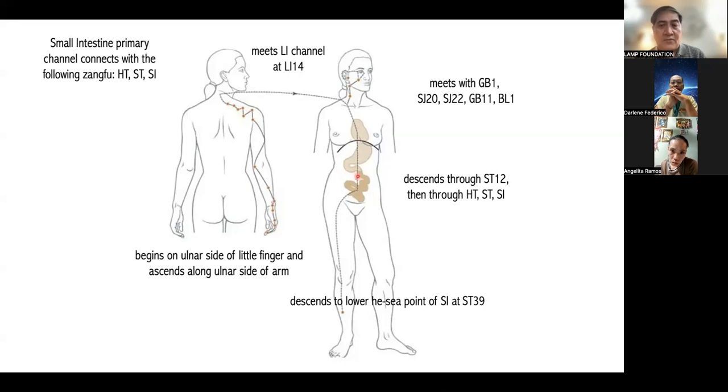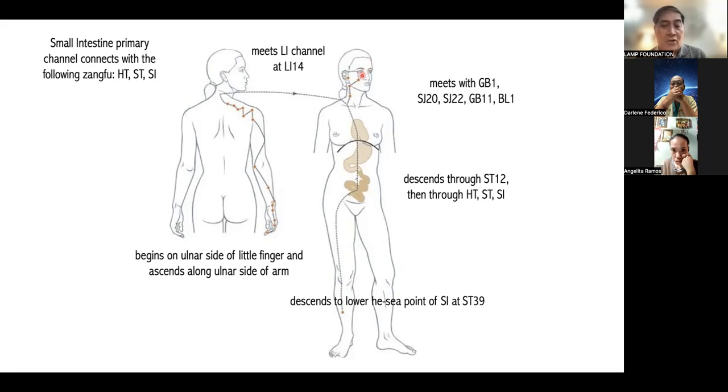So a branch of this channel travels upward from the supraclavicular fossa and crosses the neck and cheek to the outer canthus of the eye, where it meets the gallbladder channel at GB1. Remember GB1? Then it turns back across the temple and enters the ear at SI19. Another branch separates from the former branch on the cheek, and then it ascends to the infraorbital region of the eye and then to the inner canthus. So it goes around. Okay, here at the inner canthus, the SI channel will meet with the bladder channel at bladder 1, remember?